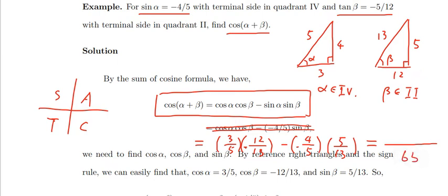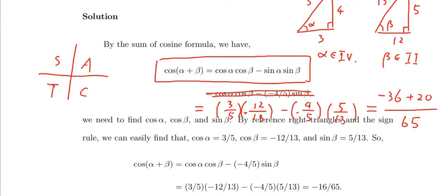65, right? So this is the denominator. So the numerator here is negative 3 times 12. 3 times 12 is negative 36, right? So here, minus negative actually becomes positive. So it equals this, right? Okay, then simplify if we can simplify. If we cannot simplify, then keep this. So this equals negative 16.